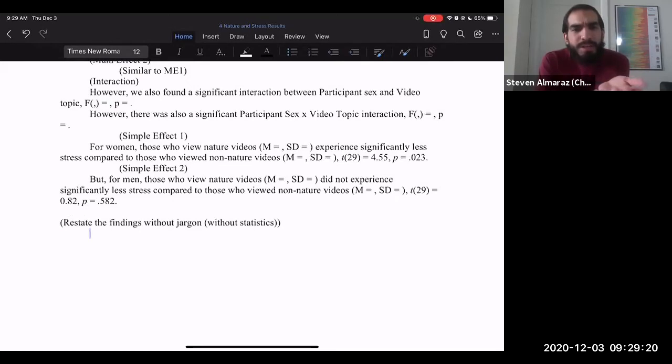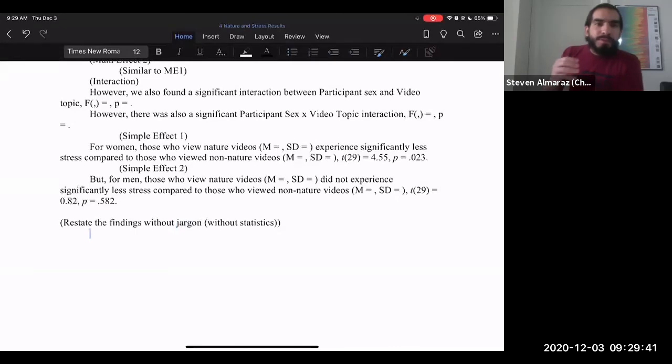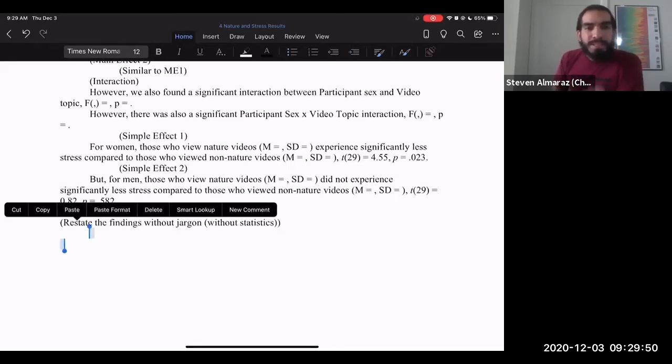Can somebody try to give like a gist of what we found here? The whole point of this is to not use jargon. It's to not use fancy words or anything like that. You're just trying to say the basic overall findings. And you should also keep in mind that if a reader comes into your results section and they think, I want to read as little as possible, they're going to jump to this last sentence.